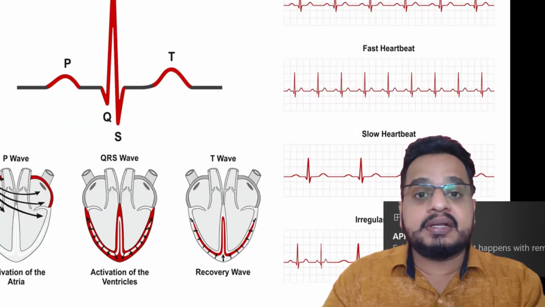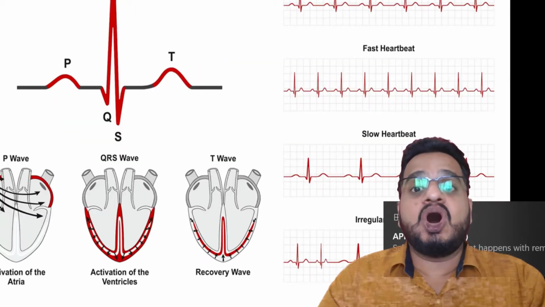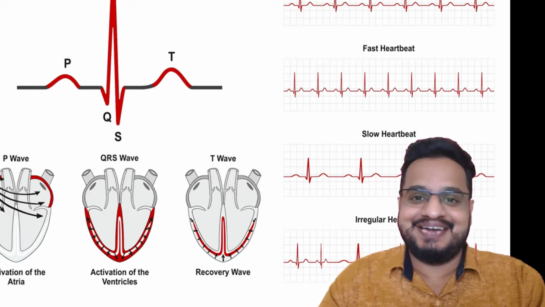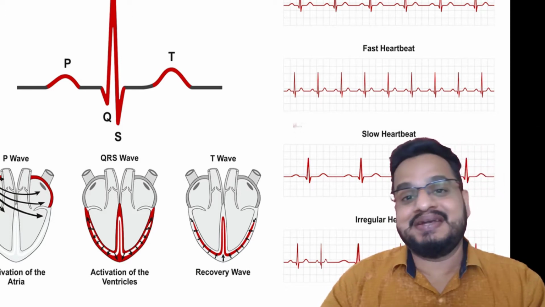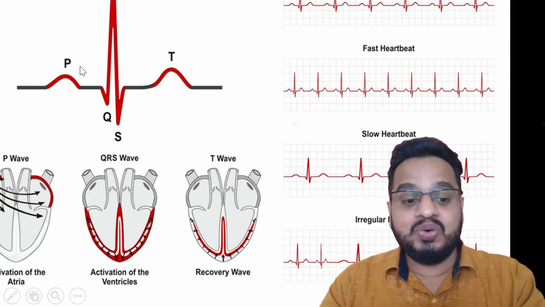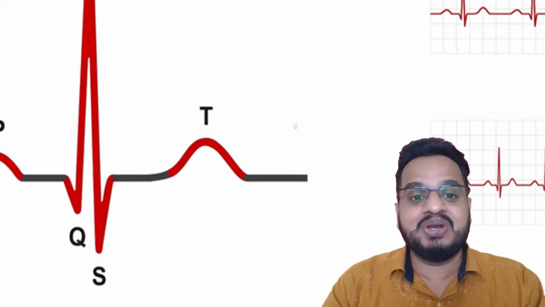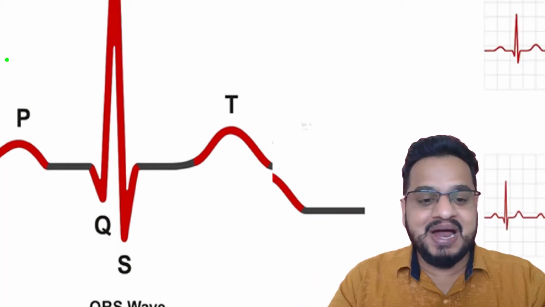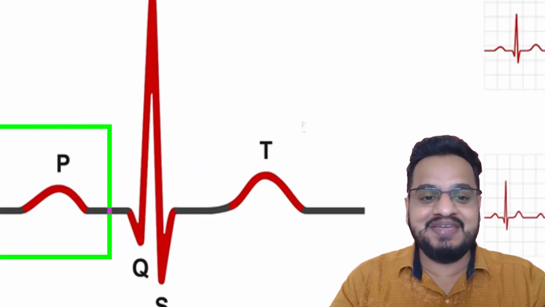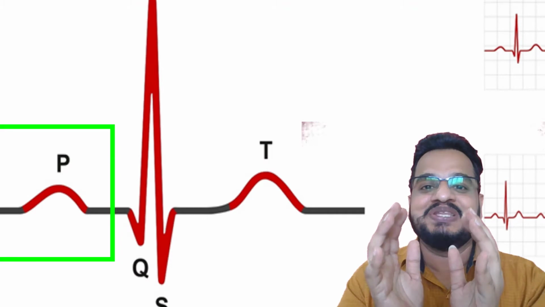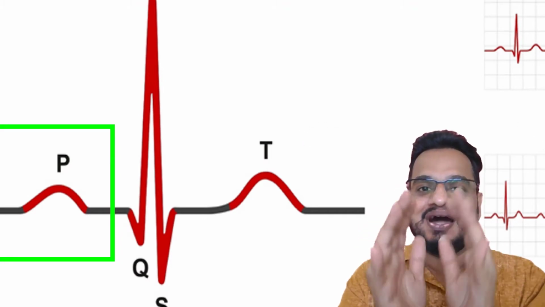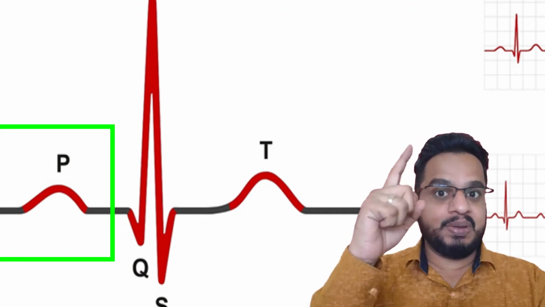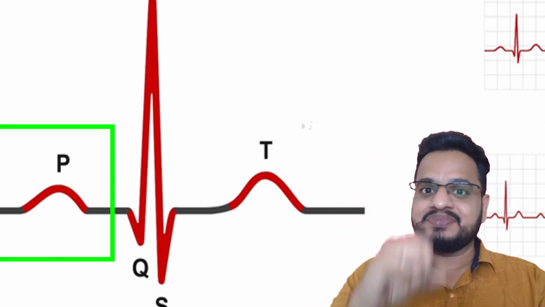Now check this. Normal heart rate, normal heartbeat, and abnormal heartbeat. And I want you to focus on this particular graph first. This is what? P wave. The first part you can see here. It's a P wave. What is P wave? That is nothing but the contraction of the atria. SA node, you remember? SA node is generating the impulses.